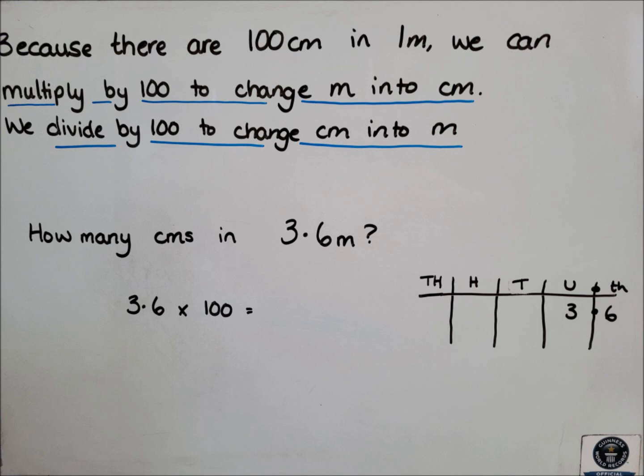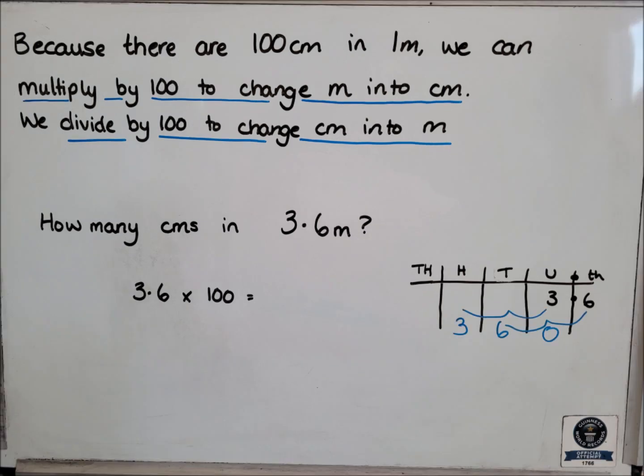So I've put 3.6 into my place value grid. Because I'm timesing by 100, everything's going to jump up 2 jumps. So the 3 moves into the hundreds, the 6 moves into the tens, and I add that 0 placeholder into the units. So my answer is 360 centimetres.